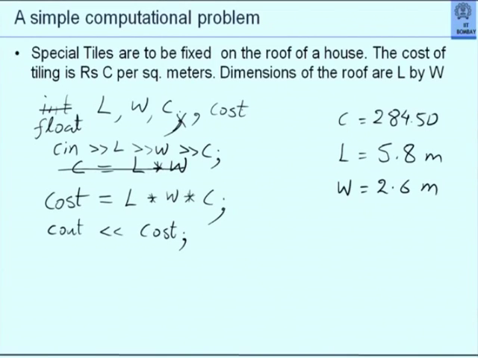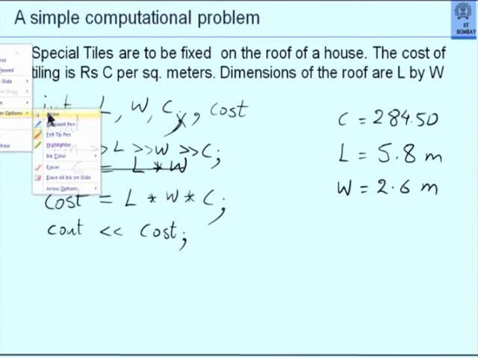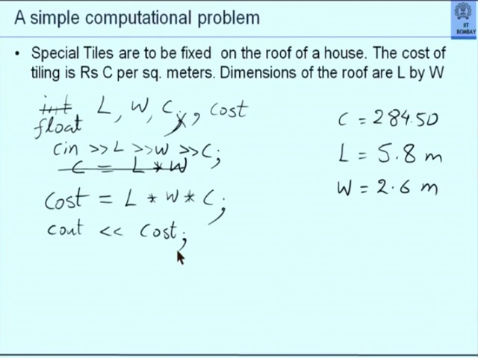So let us quickly re-examine. We have declared four variables, L, W, C, and cost. We are reading in values of three of them, L, W, and C. Then we are saying cost is equal to L into W into C. And then we are outputting the cost value as cout. So definition of variables, input of values, computations using a computational expression, followed by output. That means computationally this program should work correctly. The question that I am asking is, is this how you would like to write a C++ program?